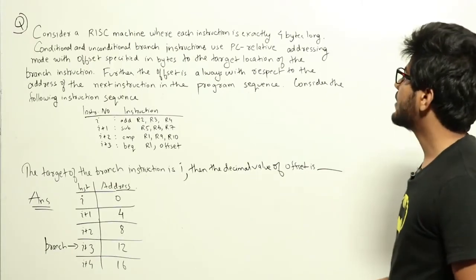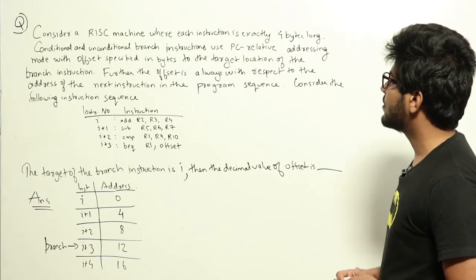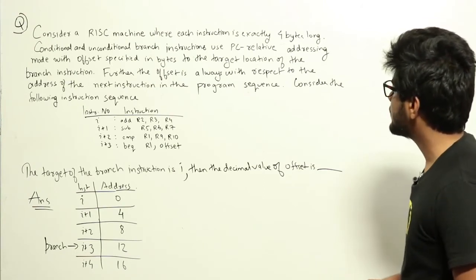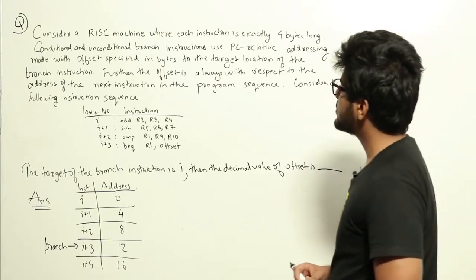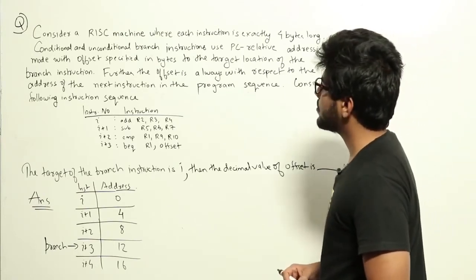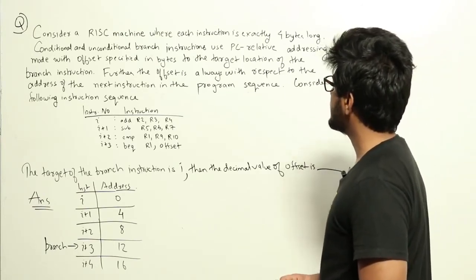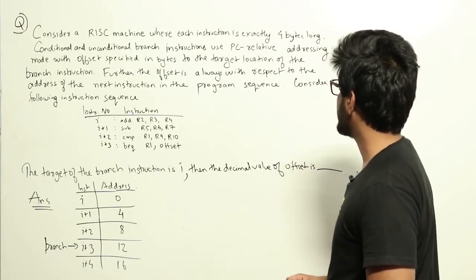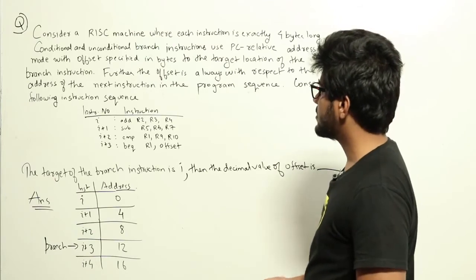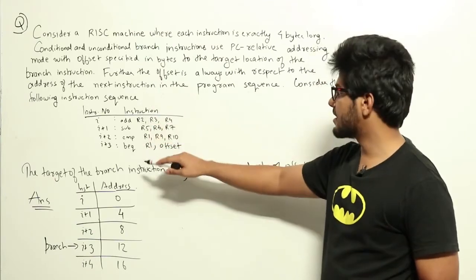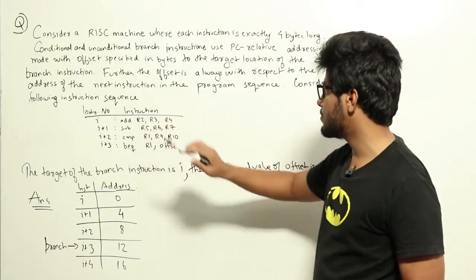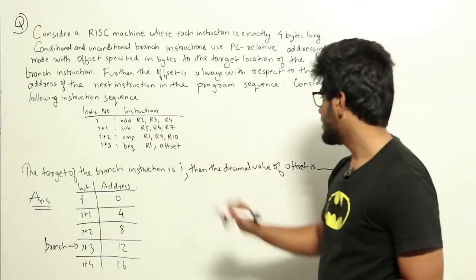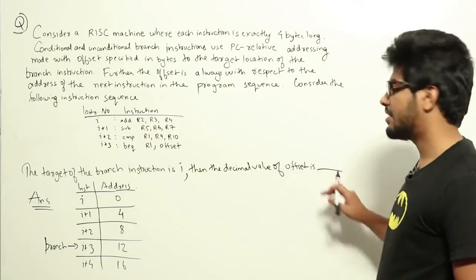Consider a RISC machine where each instruction is exactly 4 bytes long. Conditional and unconditional branch instructions use PC relative addressing mode with offset specified in bytes to the target location of the branch instruction. Further, the offset is always with respect to the address of the next instruction in the program sequence. Consider the following instruction sequence. They have given us 4 sample instructions, I, I+1, I+2, I+3, and the target of the branch instruction is I. Then the decimal value of offset is dash.